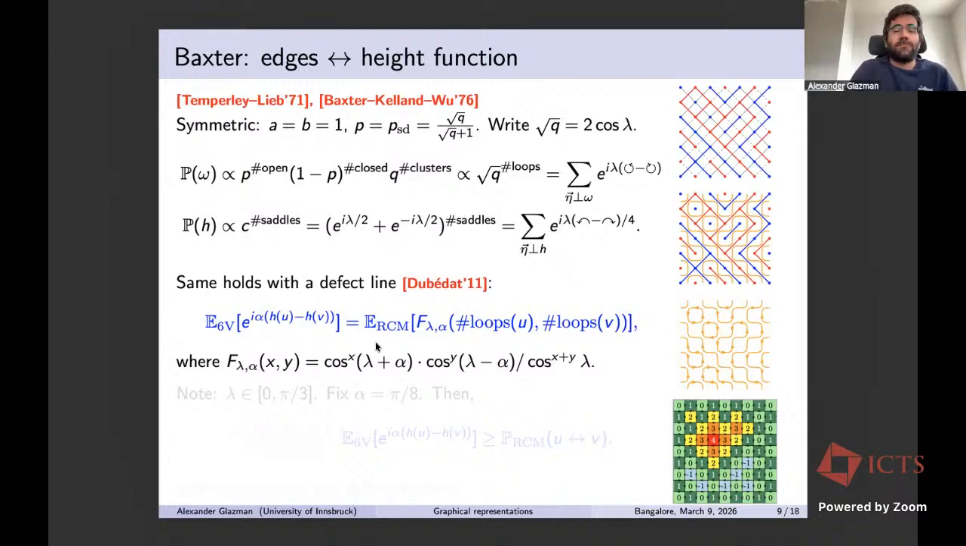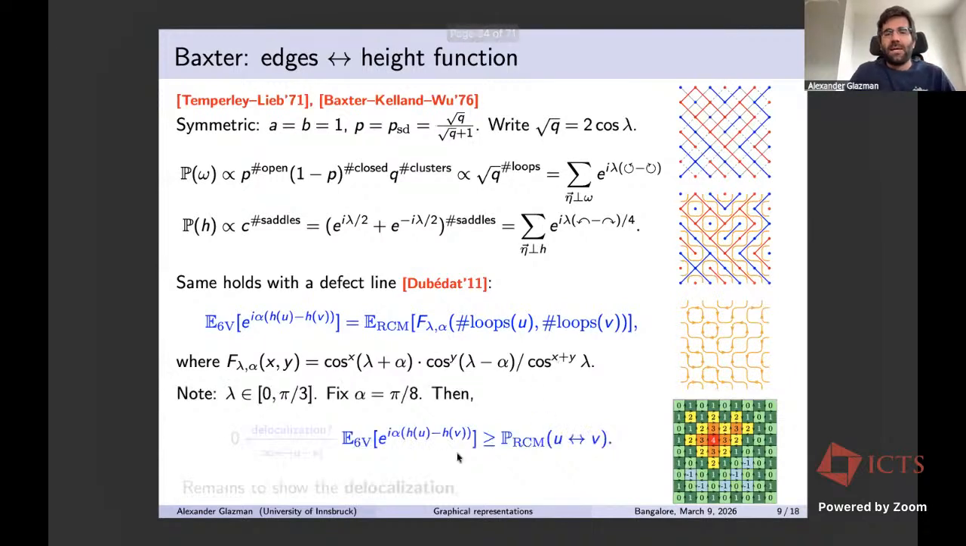And so then this Fourier transform can be rewritten for a random cluster model as a function of some loops surrounding these two vertices U and V, either just U or just V. The function written here is some specific trigonometric polynomial, but I will not get too much into details.